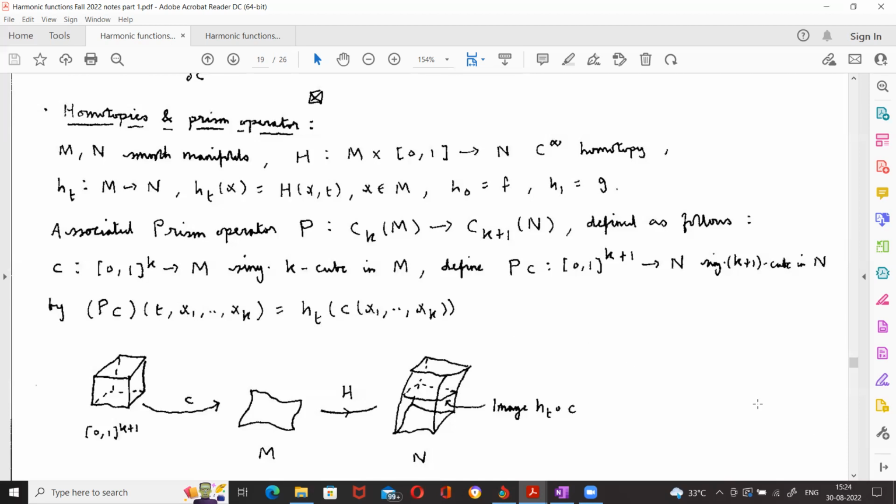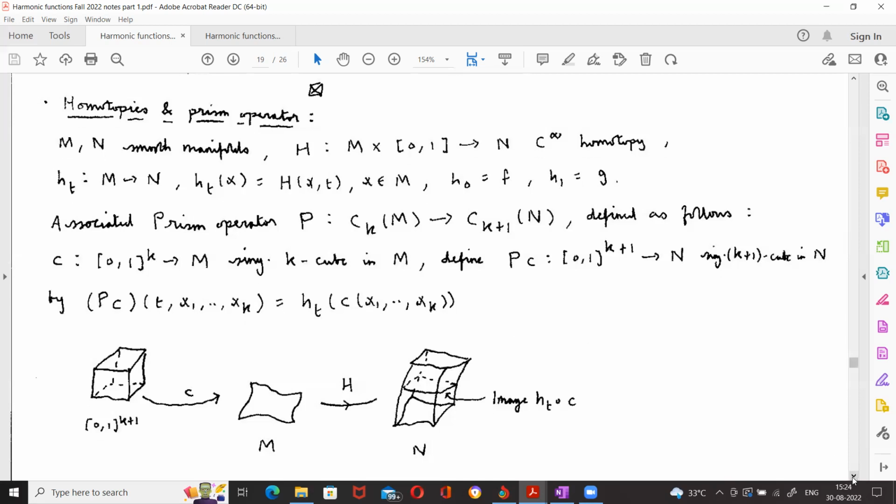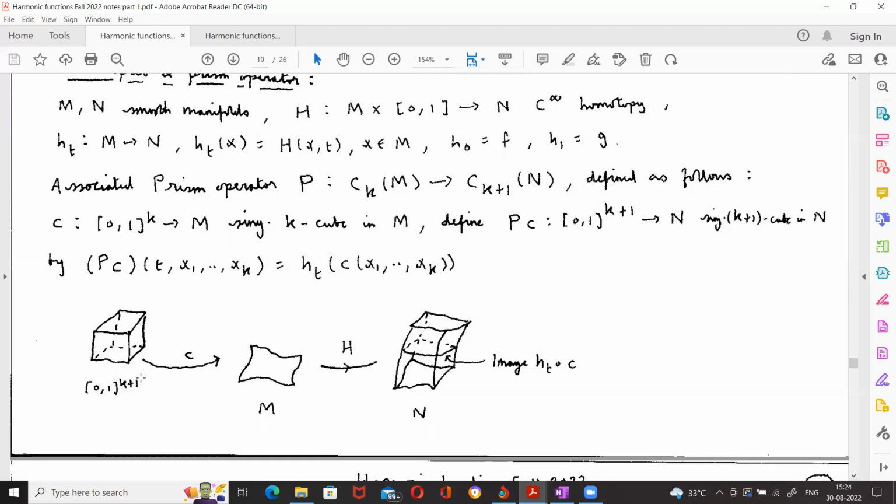All right. So geometrically, what are we doing? We have this map C, which is a k cube, defined on the bottom of this cube here, right? It's defined on 0, 1 to the k. All right. So C is defined on the bottom here. This maps into M, and then I have the homotopy.